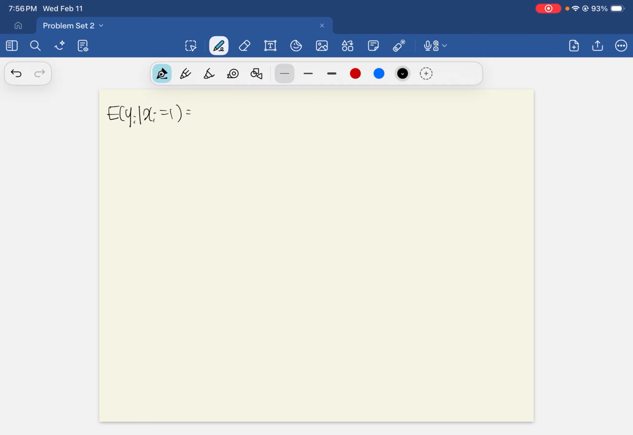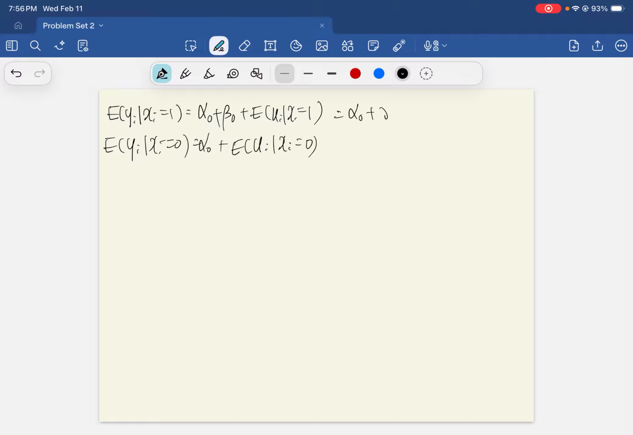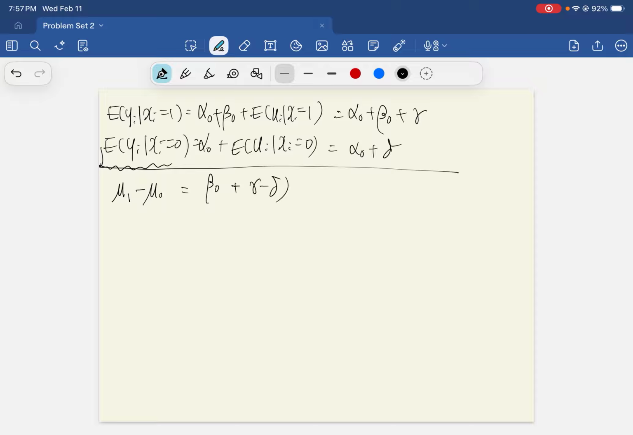In the binary case, we only have two pieces of information, right? And we write this as beta plus gamma, and this is alpha 0 plus delta, okay? So that means we know this side is the observed part. If you take the difference between them, I will write this as mu1 minus mu0 on the left-hand side, equals beta 0 plus gamma minus delta, right? That means if you do not know gamma and delta, what matters to beta is the difference. So this is observed. You can identify this side, right? So to identify beta, you just need to restrict this guy, okay?